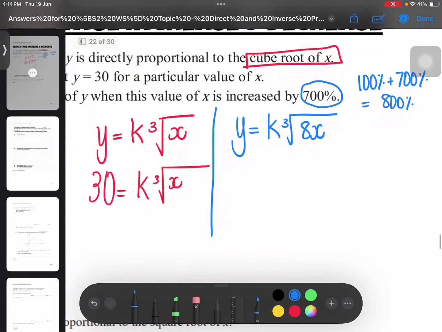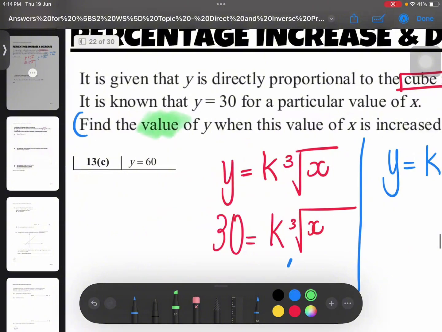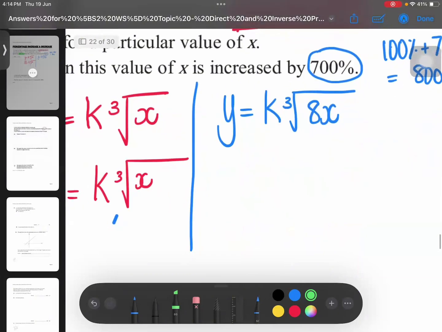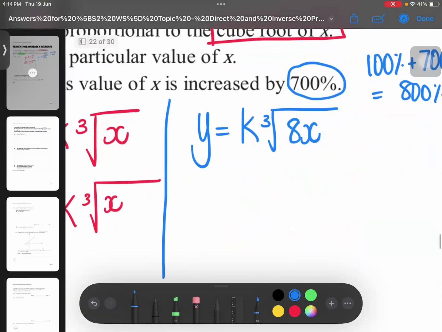Now, I always tell my students, whenever you're solving questions like that, you must know what you're trying to find. What are you trying to find? Value of x? No, value of y. You're trying to find the value of y. Agree or disagree? So if you're trying to find the value of y, you need to make y the subject. Am I making sense? So y equals what?